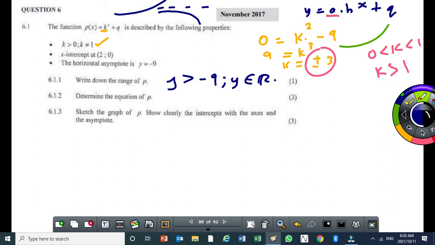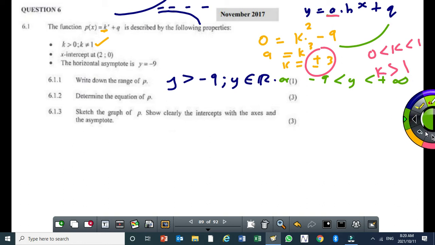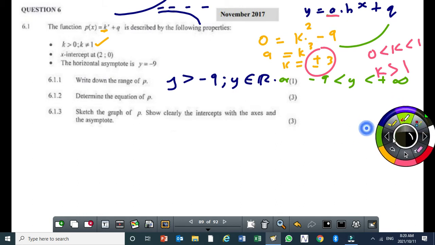Okay? In terms of the notation here, you can also write that answer as minus 9 is less than y is less than positive infinity. You can also write that range like that. It depends on your preference. All right, then 6.1.2, determine the equation for P.